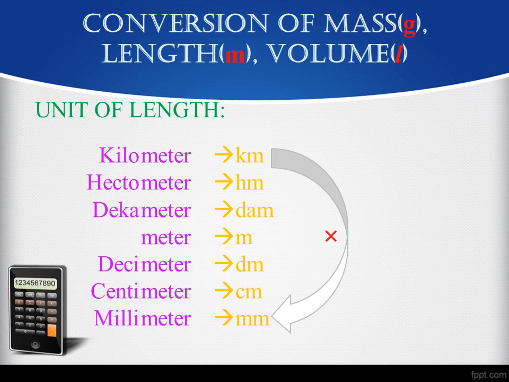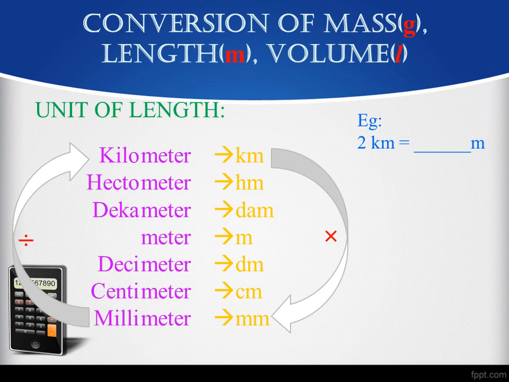When you convert from a bigger to a smaller unit, we have to multiply by 10 at each interval. When you convert from a smaller unit to a bigger unit, you have to divide by 10 at each interval. For the first example, 2 kilometer equals dash meter. Here it is given kilometer to meter, isn't it? So kilometer is the bigger value and meter is the smaller value. When you convert from bigger to smaller, we have to multiply by 10 at each interval.